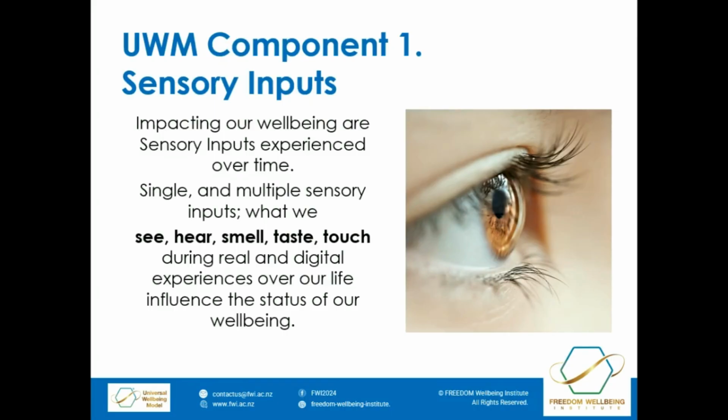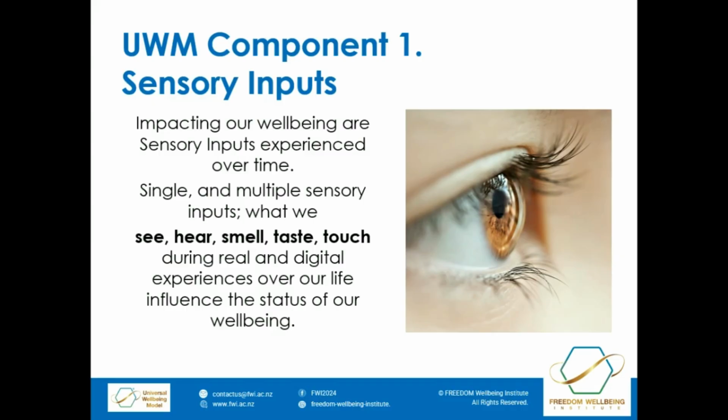The first component in the model is what we call sensory inputs. So our wellbeing receives and is impacted by all that we see, hear, smell, taste and touch. Over time, sensory inputs come into our brain. They can be individual or multiple sensory inputs, and these can come from our real life, day-to-day life, or they can also equally powerfully come from digital experiences. Over our life, these inputs and their processing influences the state of our universal wellbeing.